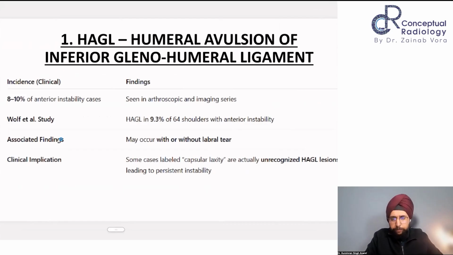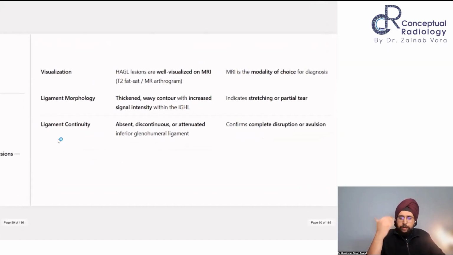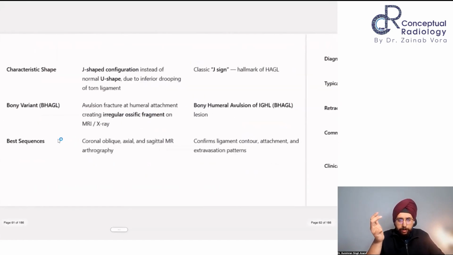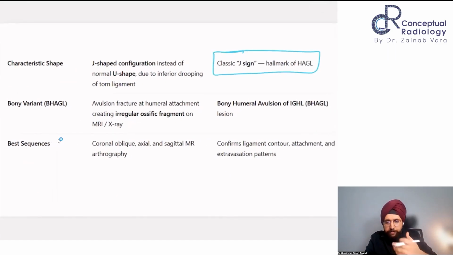Very simple tears now. Two types, partial and complete. Partial, obviously, there will be thickened and wavy contour, which we see in all the ligaments we have been studying, like in the ankle. So thickened, wavy contour, intrasubstance signal intensity alteration: partial tear. But if it's completely discontinuous, it has to be a complete disruption. Now the classical U shape will change into a J-shaped configuration. That is a hallmark of humeral avulsion of the glenohumeral ligament.